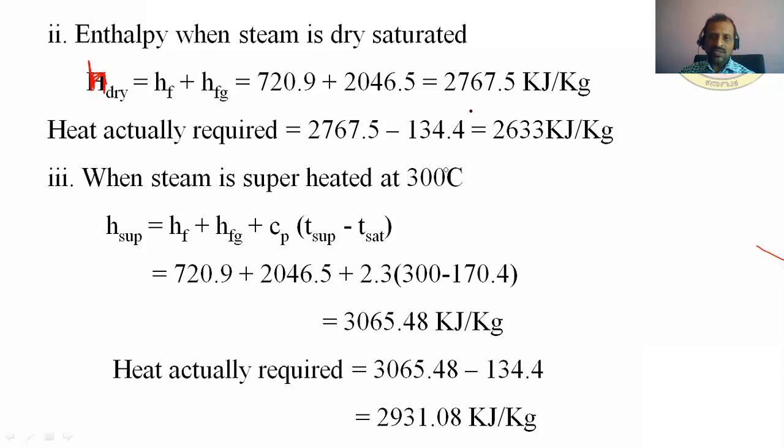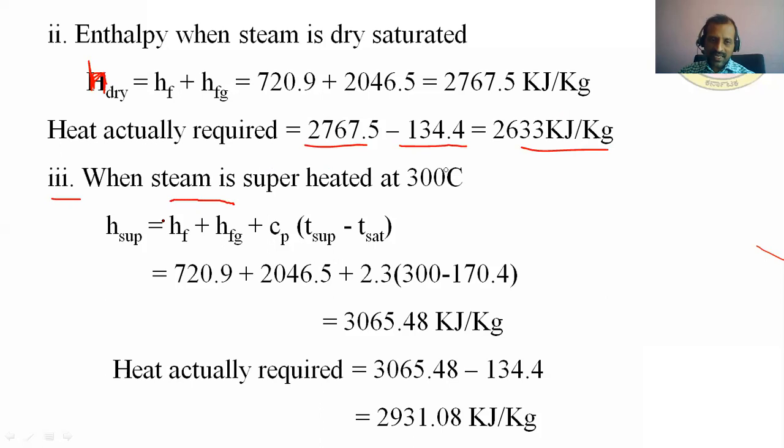Substitute all the values. It becomes 2767.5 kilojoules per kg again here. So again heat actually required, again this value minus this. Why subtract this again? Because already the water is at 32 degrees Celsius. So subtract this, you will get 2633 kilojoules per kg again, right? This is the second case. What is the third case? When steam is superheated at 300 degrees Celsius.